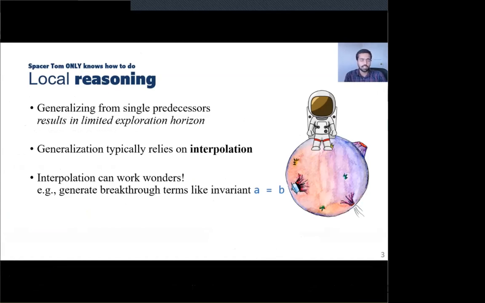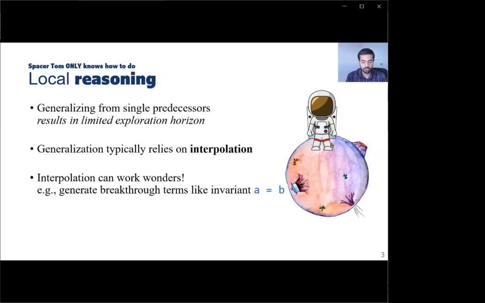So one critical aspect of such IC3 style model checking algorithms is local reasoning. That is, they generalize from single proof obligations. This generalization is typically done using interpolation, and interpolation can be quite magical. For example, interpolation can generate terms like a equal to b even though this term did not appear anywhere in the proof obligation or in the transition system.